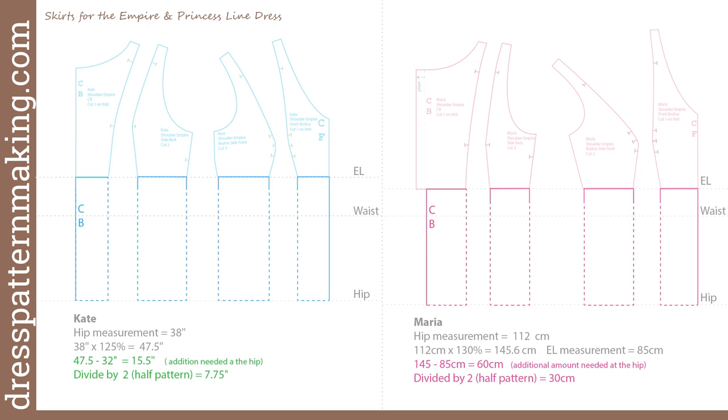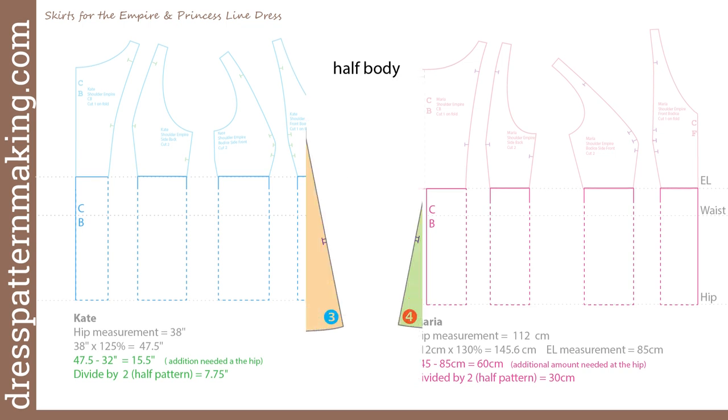As we'll be drafting the half pattern, we only need to add half of that. So for Kate, I will need to add 7 3/4 inches at the hip line. For me, I start with 145.6 centimetres. I'm going to round that down to 145. Less the 85 centimetres at the Empire line, that leaves 60 centimetres, divided by 2 for the half pattern. I need to add 30 centimetres at the hip.